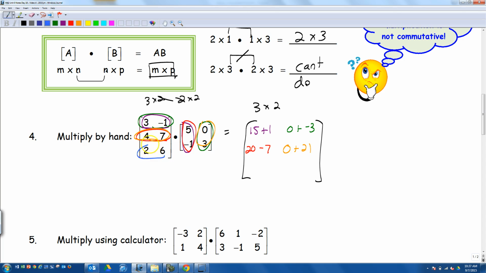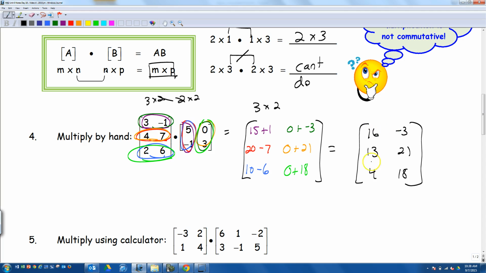And then finally we have the bottom row times the first column. We have a 10, 2 times 5, and a 6 times -1 is a -6. The last one will be 2 times 0 is 0, plus 6 times 3 is 18. And that's your matrix, so then you just simplify it. So the new matrix is 16, -3, 13, 21, 4, 18. And that is a 3 by 2. Okay? So that's how you do it by hand.